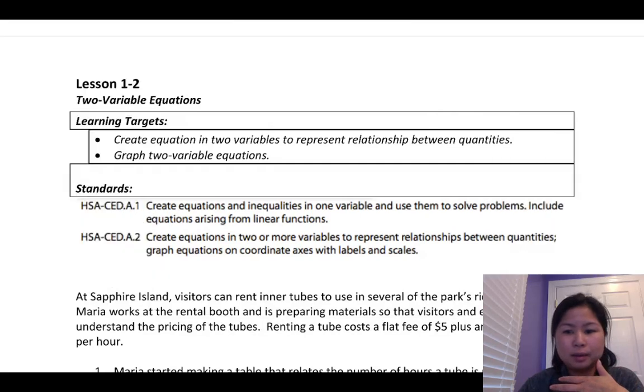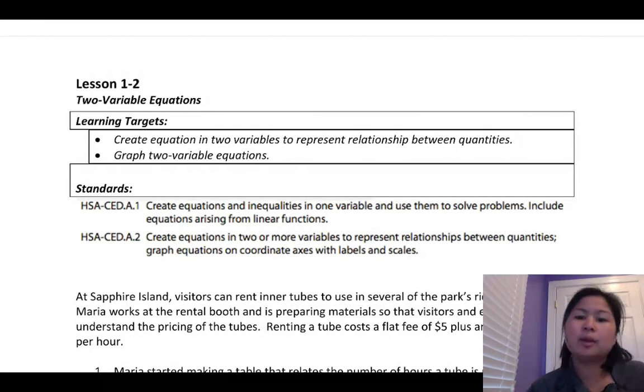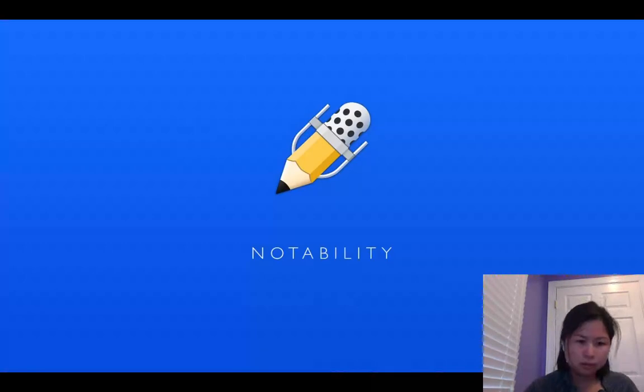All right. So we're going to learn how to create a table from a word problem. Last time you did word problems, you were able to create equations from word problems. But what we're going to do today is a little bit different. It is almost similar, but we will create tables.